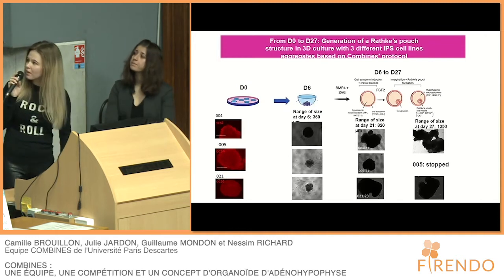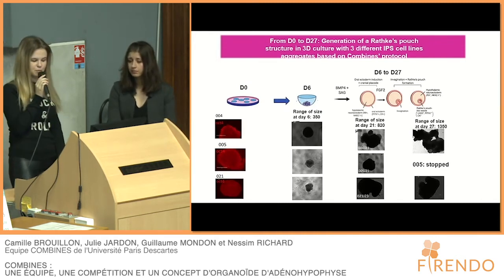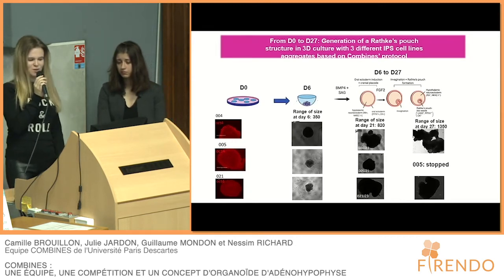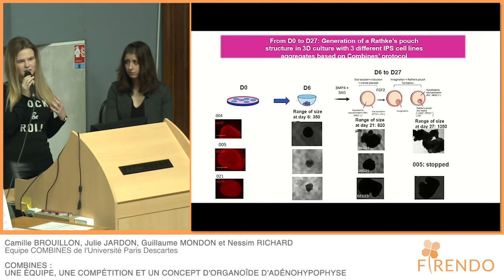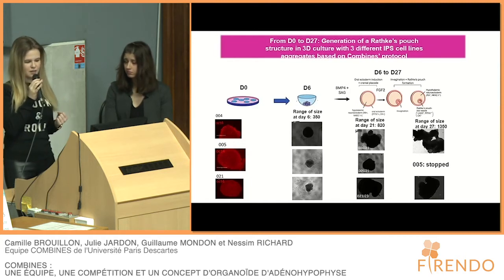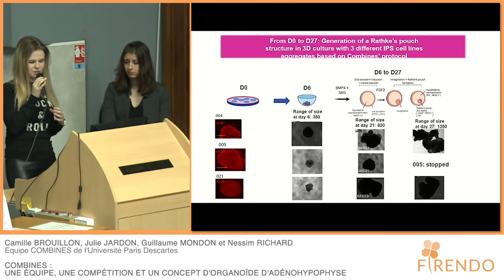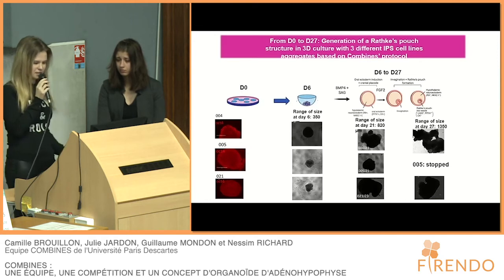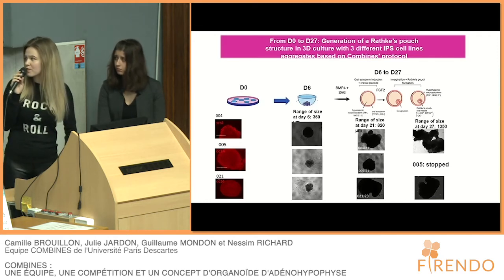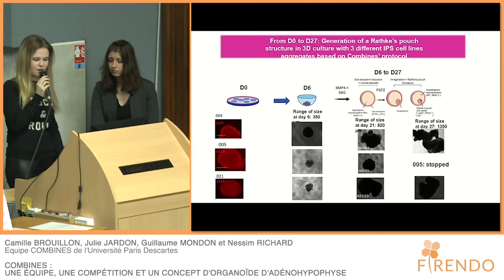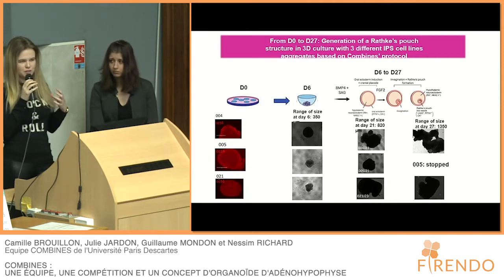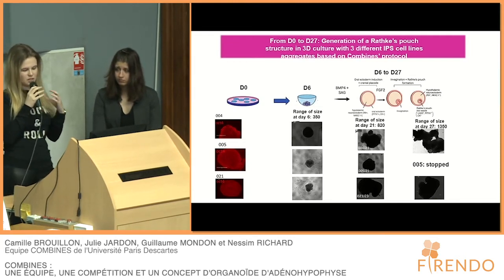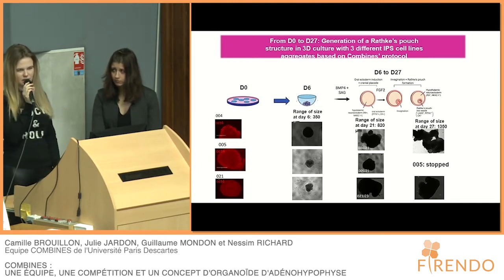So here are just some representative pictures of the development of the adenohypophysis. As you can see, the size of the organoid is increasing as a function of time, and especially since the moment we added the growth factors and the differentiation factors at day 6. But we had to stop the number 5 cell line because in the well we didn't observe a well-structured organoid. We just observed organoids which tend to disaggregate. So that's why we stopped the line.